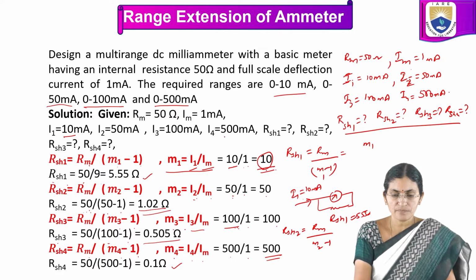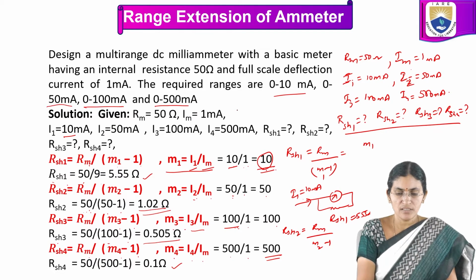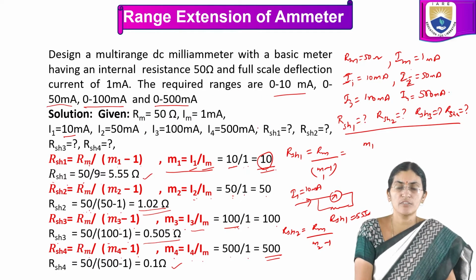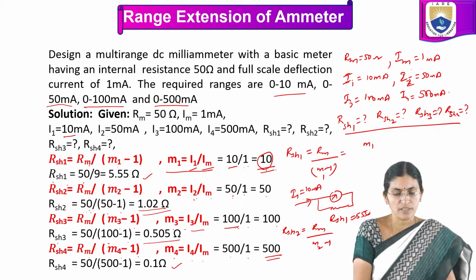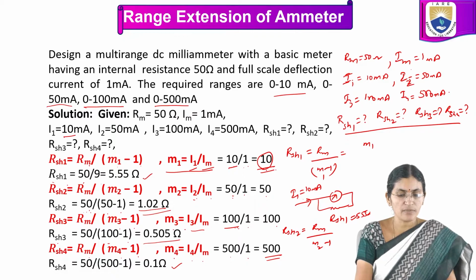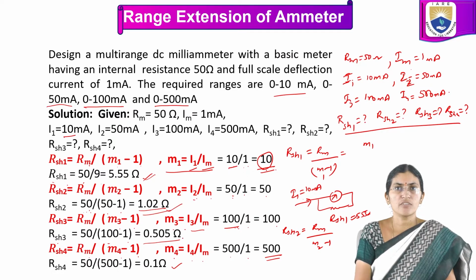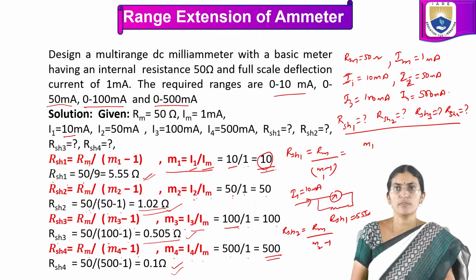So in order to design a multi-range ammeter to measure 10 milliamperes, 50 milliamperes, 100 milliamperes and 500 milliamperes, these are the different resistors which need to be connected, which we have found. RSH1 is 5.55, RSH2 is 1.02, RSH3 is equal to 0.505 and RSH4 is equal to 0.1 ohms.